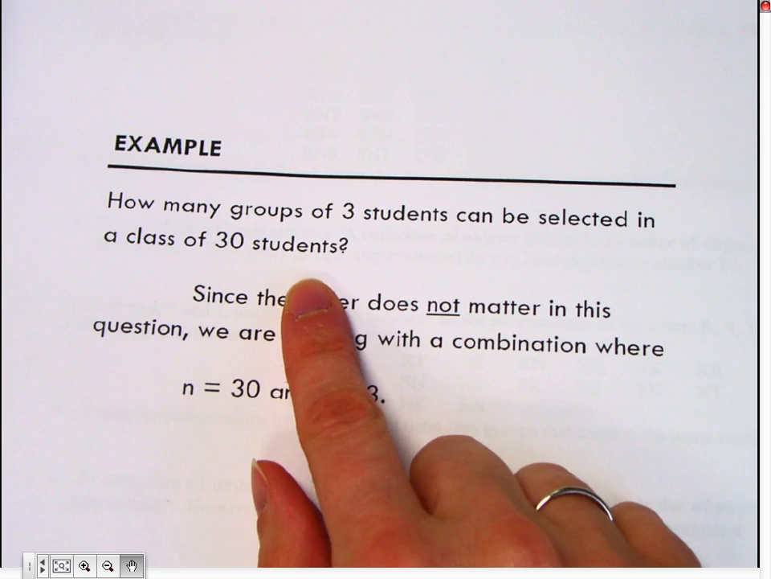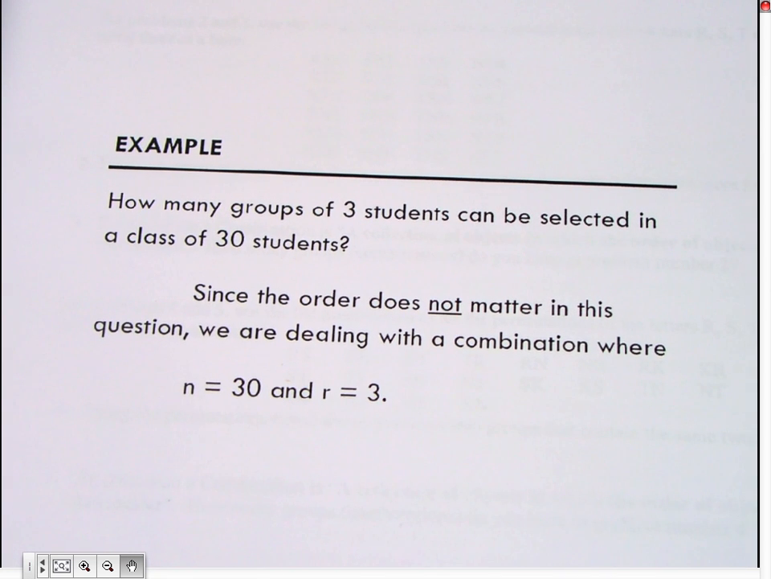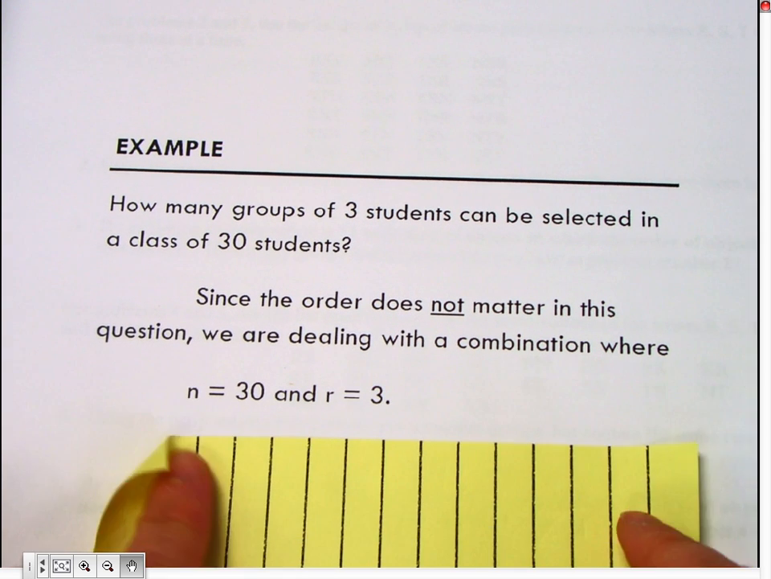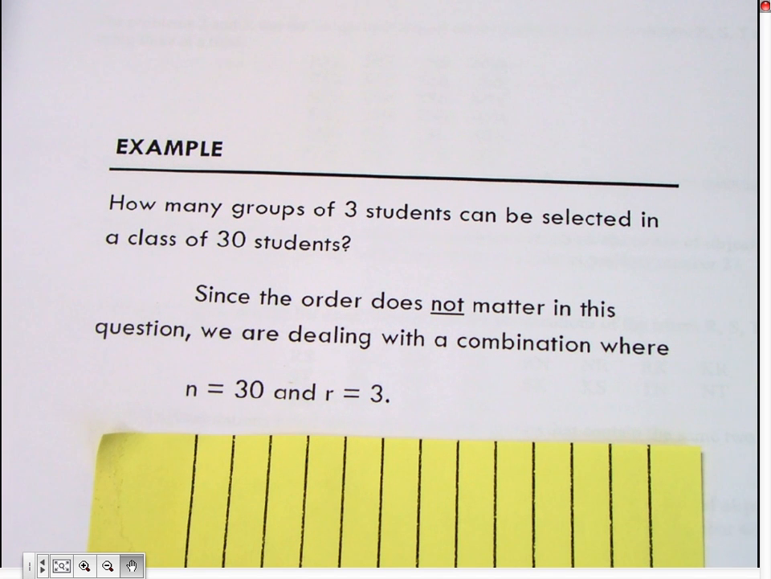How many groups of 3 students can be selected in a class of 30 students? Since the order does not matter in this question, we're dealing with a combination where n equals 30 and r equals 3.